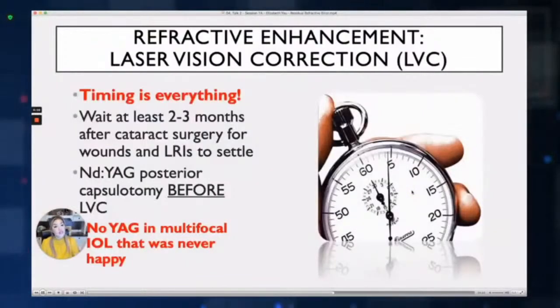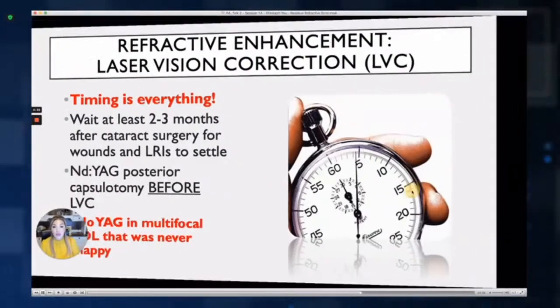Timing is everything when considering a laser vision correction procedure. You should wait at least 2 to 3 months before a YAG capsulotomy is performed. And I always perform that in advance, just in case that does change the effective lens position and the refractive error, and to never YAG a patient who's received a multifocal lens implant or a diffractive optic implant where the patient's satisfaction level was never happy after the surgery.